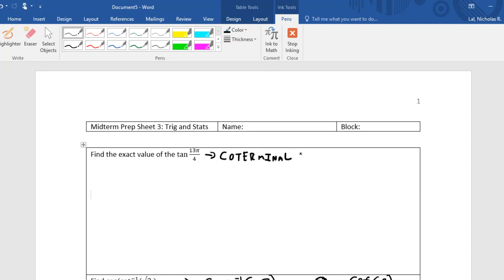So given that, I will have 13 pi over 4 minus 2 pi, because I need to subtract with a common fraction. This is equal to 13 pi over 4 minus 8 pi over 4, which is equal to 5 pi over 4. And 5 pi over 4 is in quadrant 3 of the unit circle.